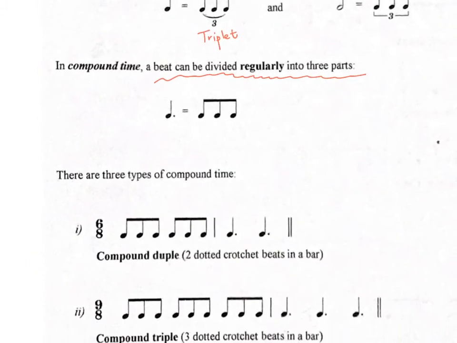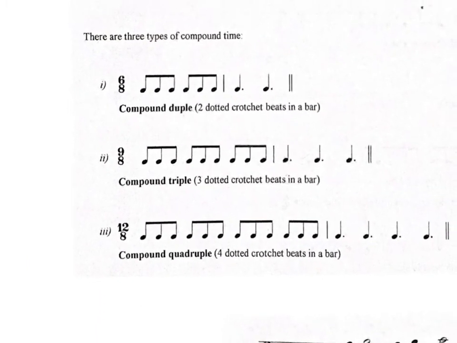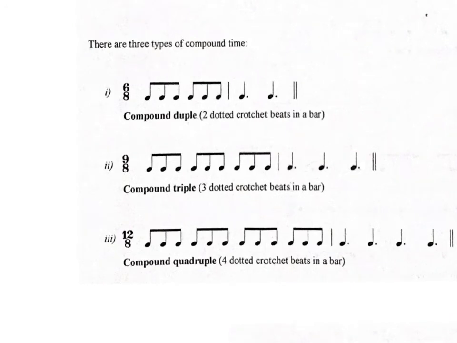But a beat that can be regularly divided into 3 parts is compound time. So you just need to get used to the fact that in compound time, 6/8 is a way of saying 2 beats in a bar. 9/8 is a way of saying 3 beats in a bar, and 12/8 is a way of saying 4 beats in a bar. And what kind of beats are those? Those are dotted crotchet beats. Hope that's clear. Right, sorry, let's look at this quickly.